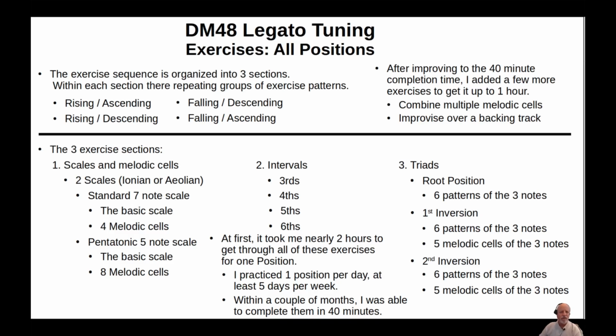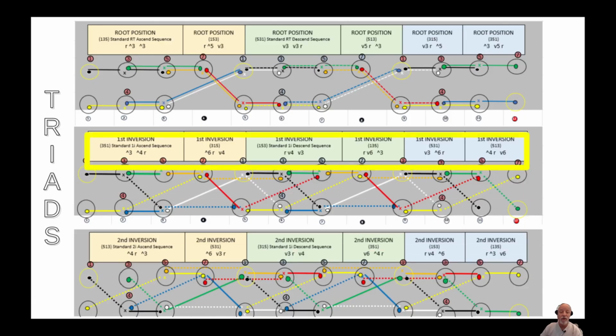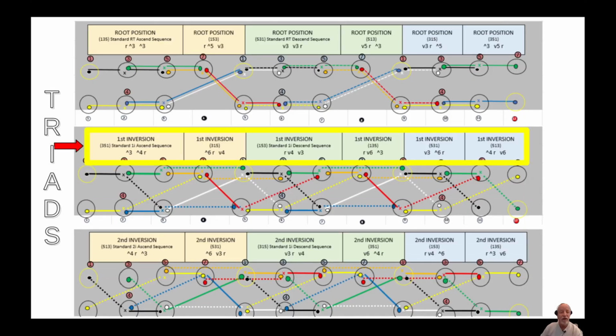All right, so we finished with the triads in root position, the 6 patterns of the 3 notes, and now we're going to move on to the first inversion triads. And they have 6 patterns of the 3 notes there as well, and we're also going to include 5 melodic cells. So here we go with the 6 patterns, much like the root position.